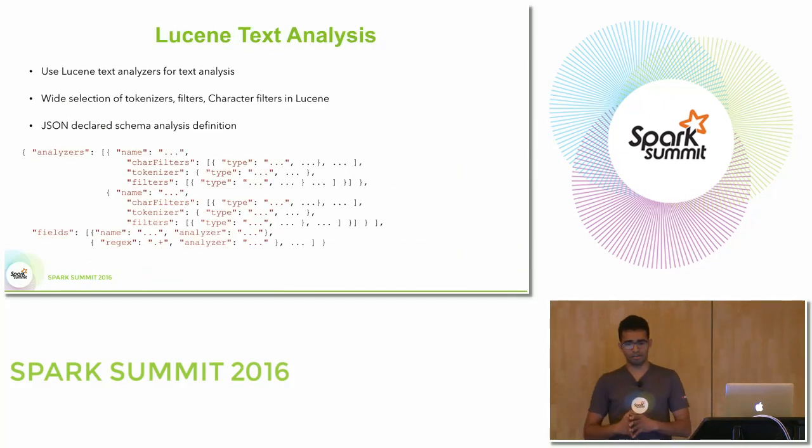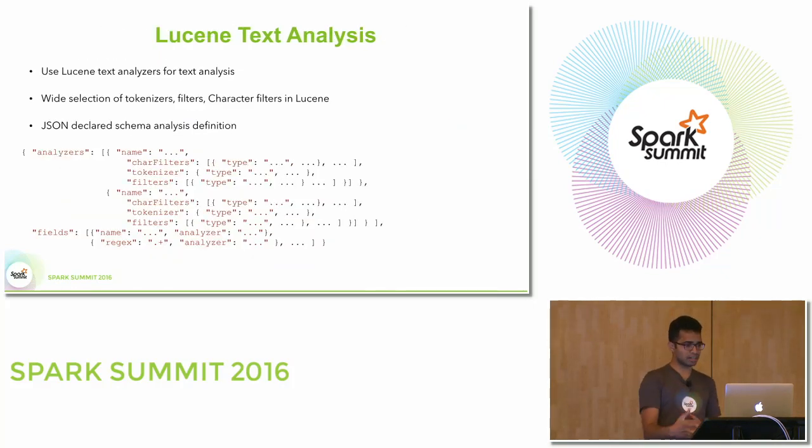So here, as I said, we're using Lucene tokenizing for Spark tokenizing, or machine learning tokenizing, or text analysis tokenizing. To use this analyzer, all you have to do is define a JSON schema. In the JSON schema, we have analyzers and we have fields. In the analyzers, we define the name of the analyzer, then the character filters, which are optional, the tokenizer, and then the filters. And then you define the fields. You can define it for a single field, or for all the fields using a regex.